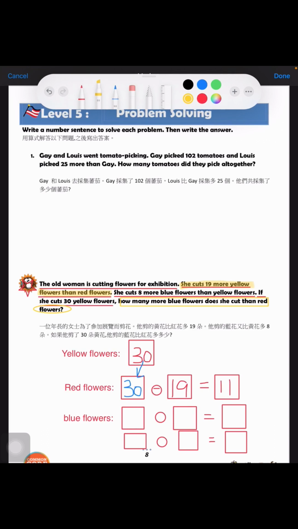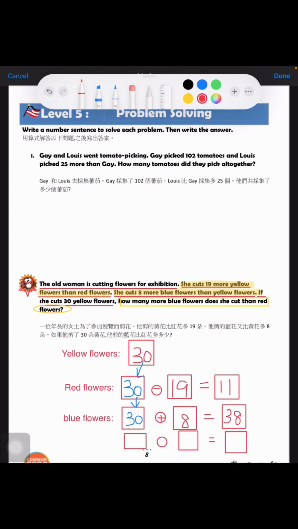Next, the question says that she cuts 8 more blue flowers than yellow flowers. So she cuts 30 yellow flowers. Now, should we add 8 or minus 8? We should add 8, because she has cut more blue flowers than the yellow ones, which equals 38.